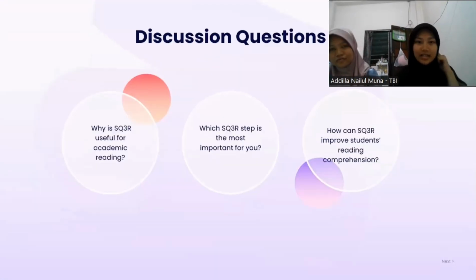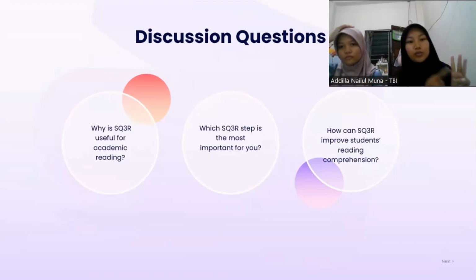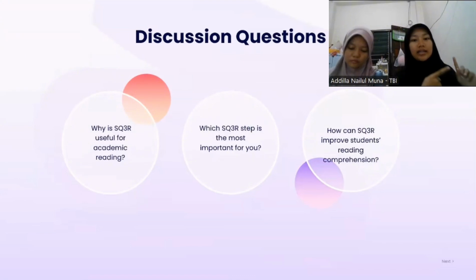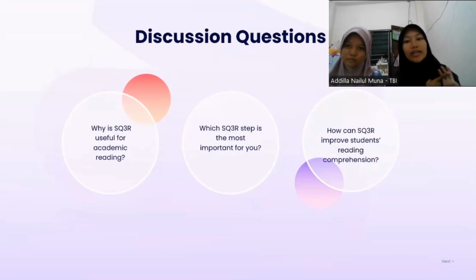The last is discussion questions. For the discussion session, we have three questions. That is, why is SQ3R useful for academic reading? And then, which SQ3R step is the most important for you? And the last question is, how can SQ3R improve students' reading comprehension? These questions can help us reflect on the importance of SQ3R in academic reading.